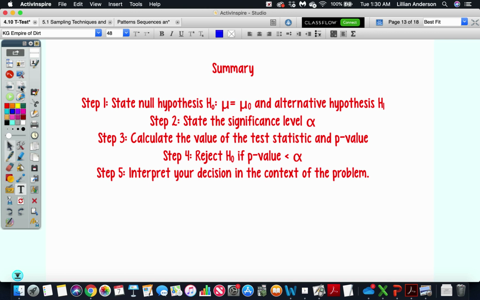You want to calculate the test statistic or the p-value. The test statistic would be if you were to do it by hand, using the chart, using that formula, which we're not going to do. So it's going to be more so finding the p-value. Step 4, rejecting the null hypothesis if the p-value is less than the significance level. And then, of course, making sure that we make the correct conclusion depending on the result of step 4, and making sure it's in context of the problem.